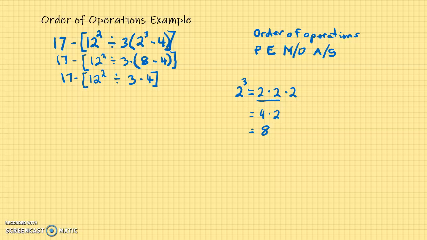So 12 squared is 144. I'm going to write that out. I'm not going to use a calculator. 12 squared means 12 times 12. I'm going to draw a line here. Let's multiply this out. So 2 times 2 is 4. And 2 times 1 is 2. So this is just the standard algorithm for how to multiply a 2-digit number by a 2-digit number.